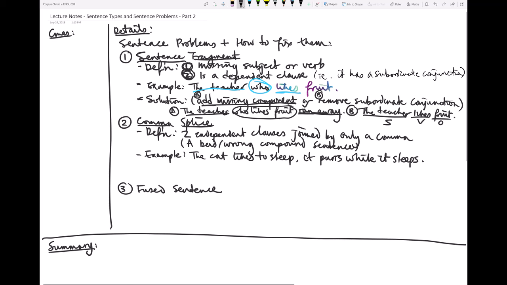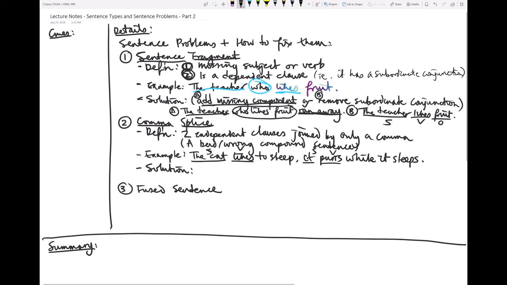So I have a similar example. I have the subject, the cat, and likes. And then the second clause, I have it, referring to the cat, and purrs, the verb for the second clause. Now, I need to figure out what the solution is. Remember, a comma splice is a bad compound sentence.